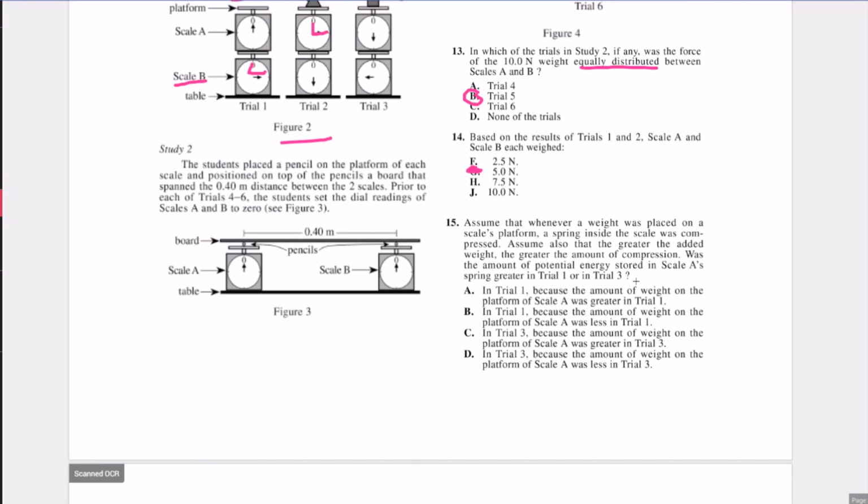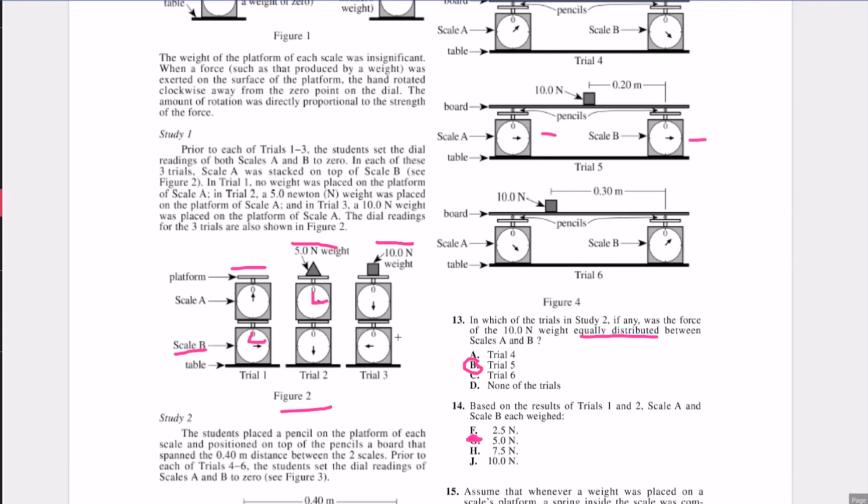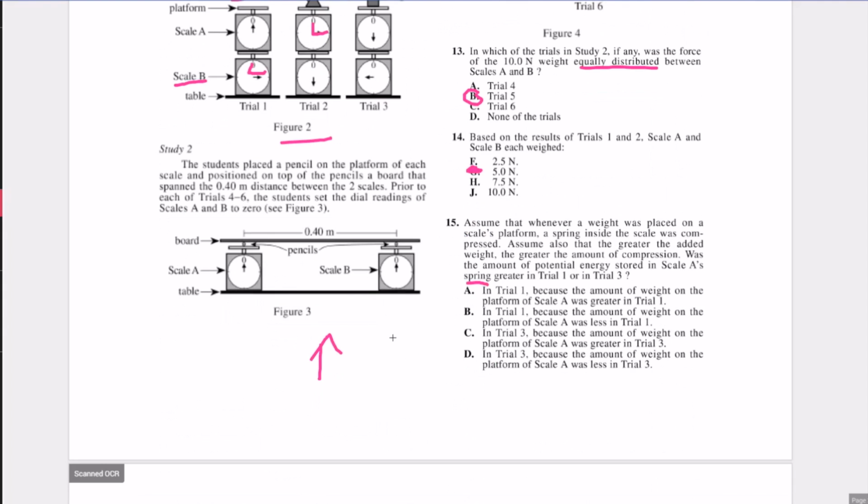So here it's saying the amount of potential energy stored in scale A's spring. Potential energy of a spring comes from its compression. So the more it's compressed, the higher the value of the potential energy. And the more it's compressed, that means there's more weight. So we're looking for a higher value, right? So it's asking, is the amount of potential energy, the amount of compression, higher in trial 3, where we have a 10 Newton block and a scale on top of scale B?